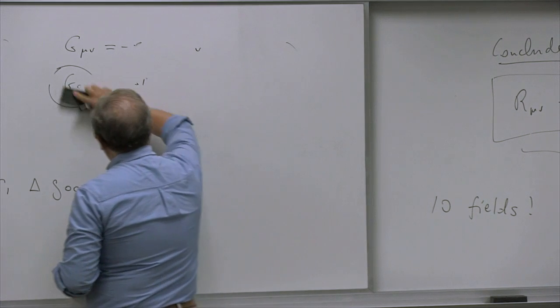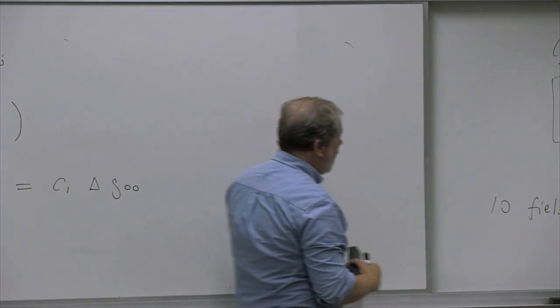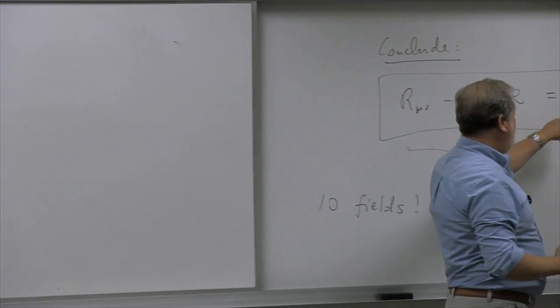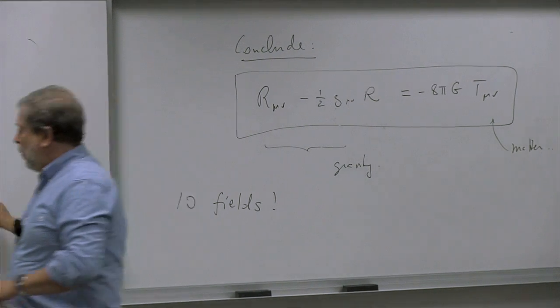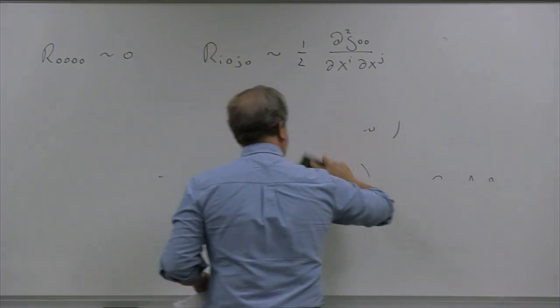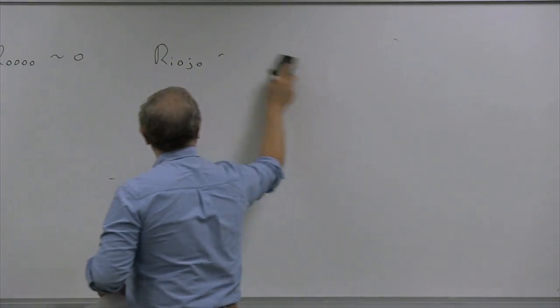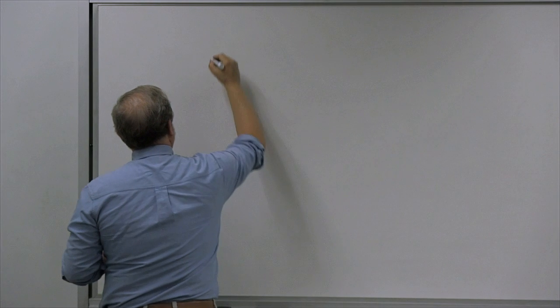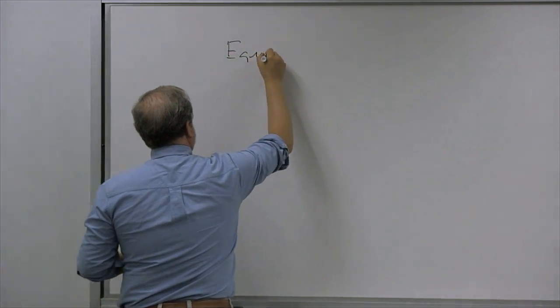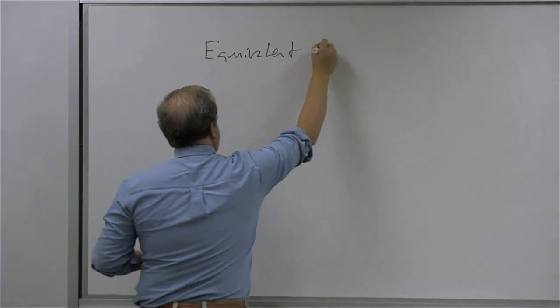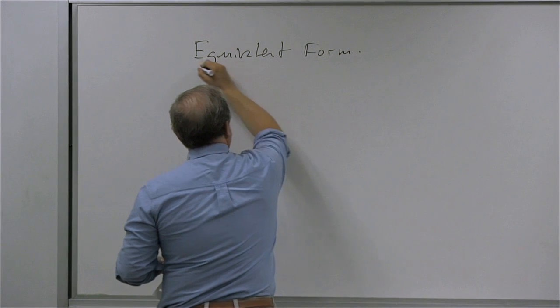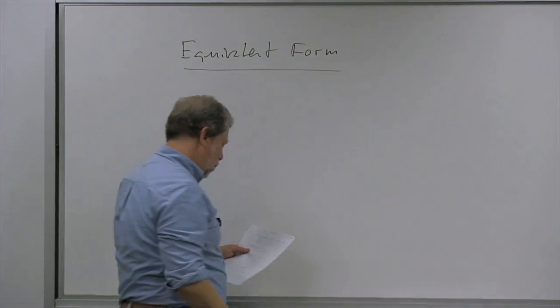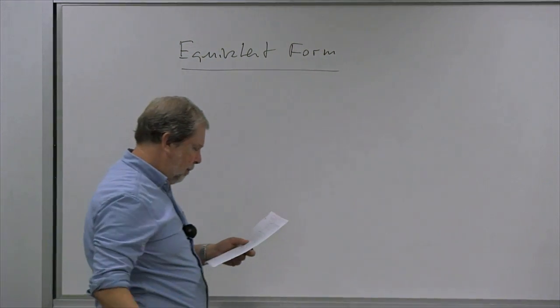because you can, in fact, move this term over to that side. So let me give you an equivalent form, right? An equivalent form is one where you take, first of all, the trace.